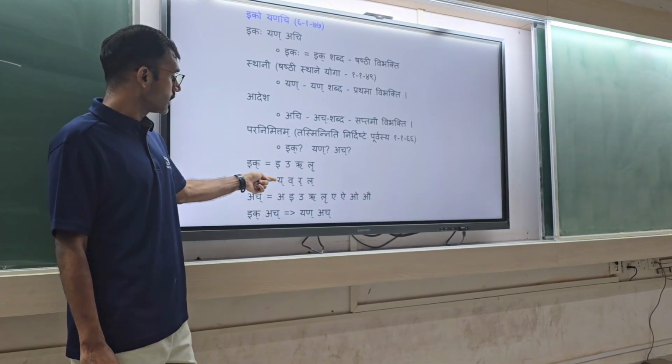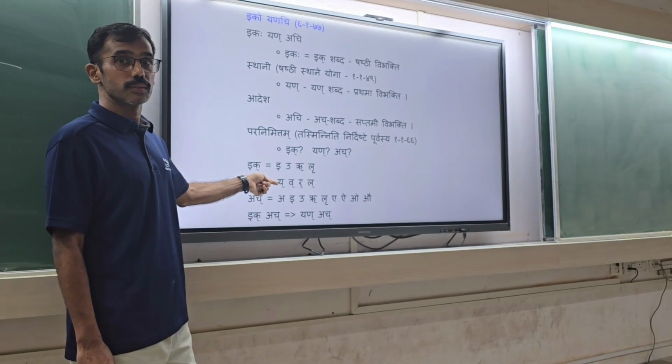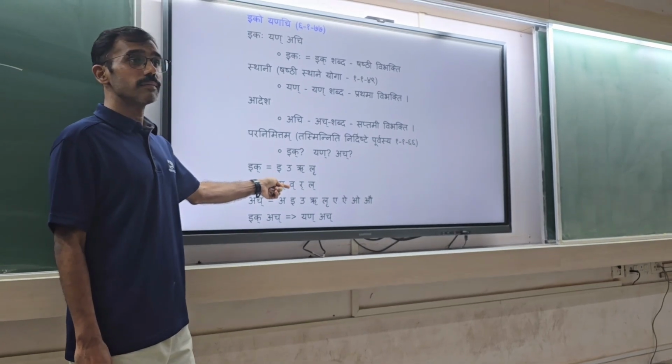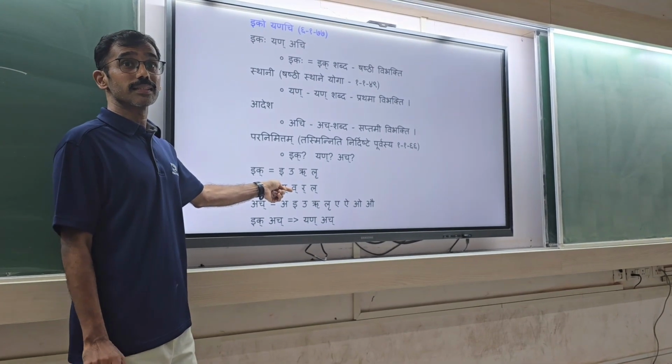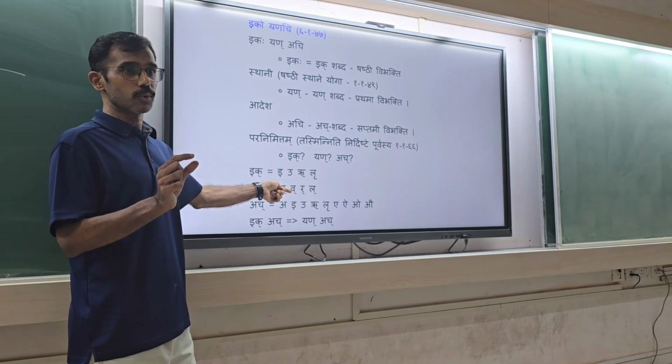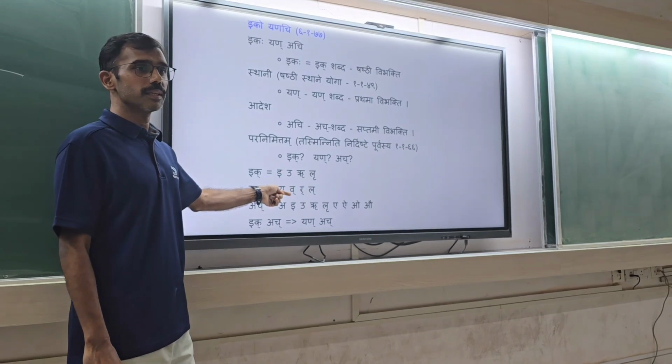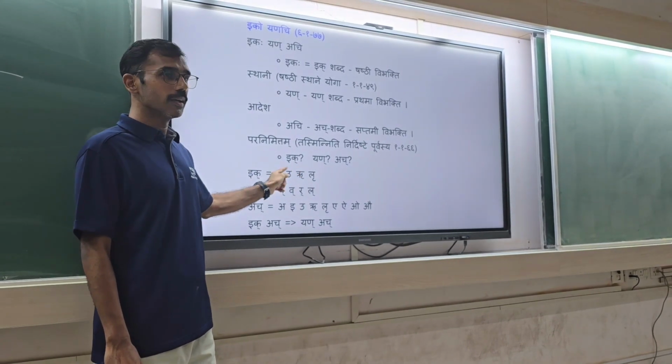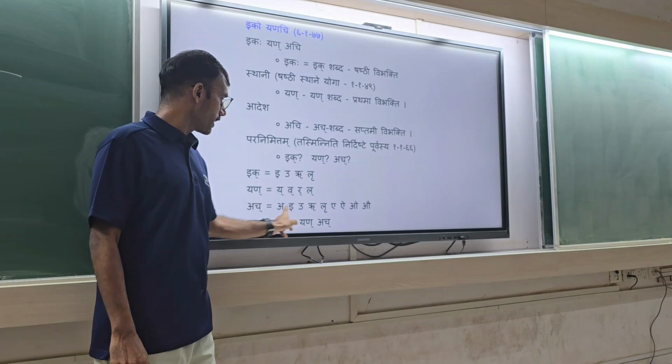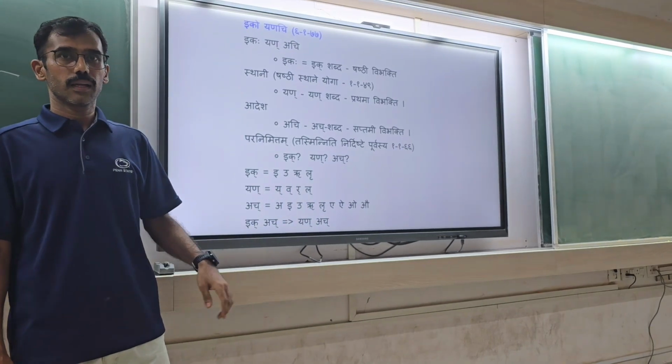Why? Because I and Ya have talu, the same Uchcharana sthan. U and Va have Dantoshtam, both use lips, so it will replace. Ru and La, both are Murta. So if any of these is followed by any of these, it becomes this.